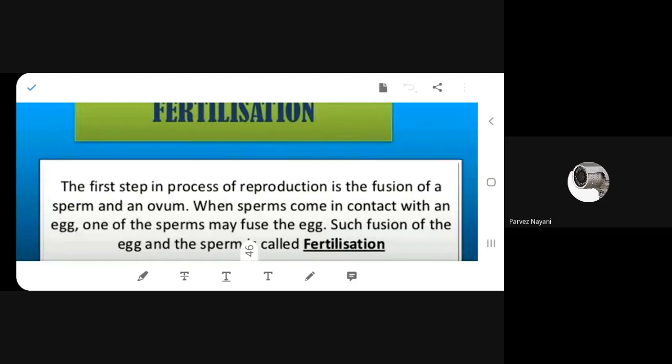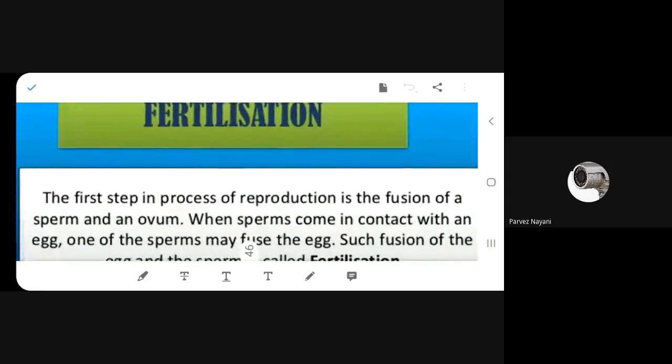The first step in the process of reproduction is the fusion of sperm and ovum. When sperms come in contact with an egg, one of the sperms may fuse with the egg. Such fusion of the egg and sperm is called fertilization. So, what is the meaning of fertilization?